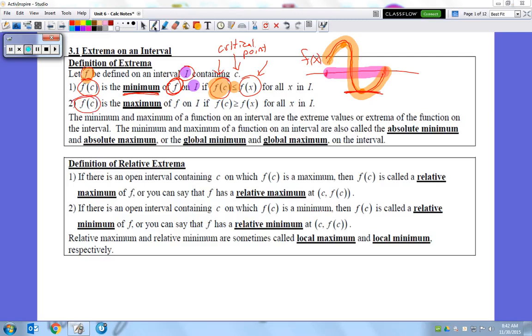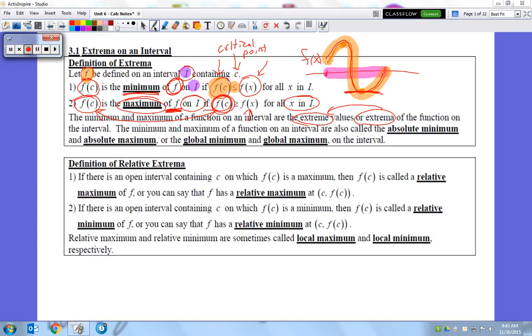Okay, so it goes pretty straightforward. f of c here, a y value, is the maximum of this function on an interval if that y value is the biggest, or equal to the biggest, of all other y values in that interval. So the minimum and maximum of a function on an interval are the extreme values, or extrema, plural, of the function on the interval.